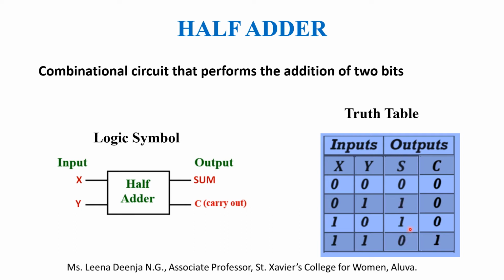And from this truth table, we can see that when any of the input is 1, then the sum output is 1. If both the inputs are 1 or high, then only the carry output is 1.